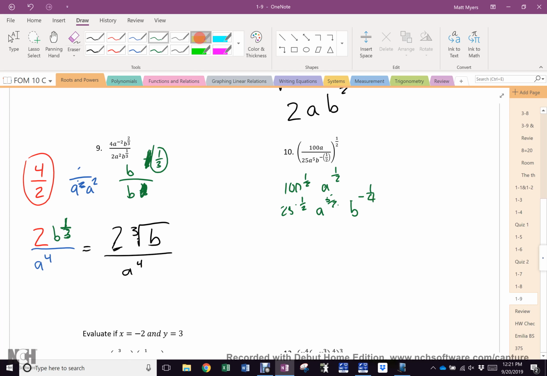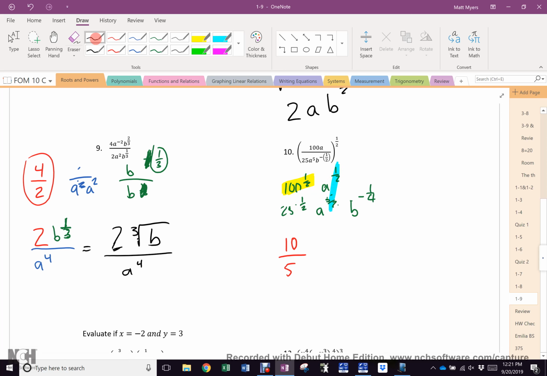Okay. So now, what do we know about anything to the power of 1/2? It's a square root. So do we know the square root of 100? 10. Do we know the square root of 25? 5. But now we're screwed, right? Well, we can't do a square root of A because we don't know what A is. So we got to go to the exponents, don't we? What do I do with the 5 halves and the 1/2?